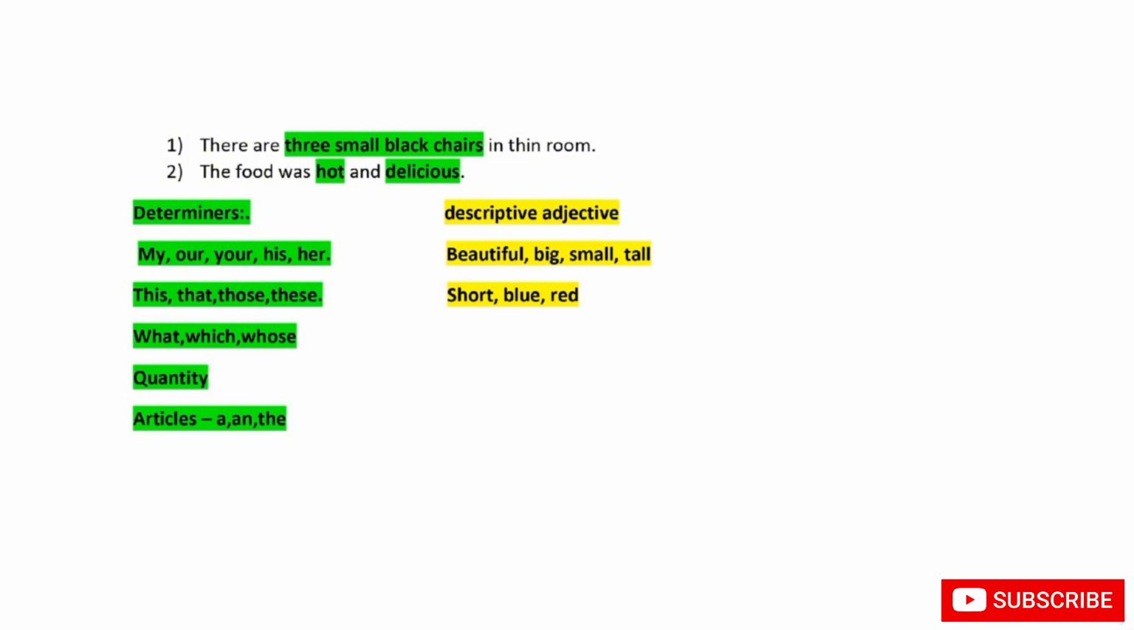Now, in this example, the adjectives occur before the noun, but they can also appear after the noun or pronoun, like in this example. The food was hot and delicious. Here the adjectives hot and delicious appear after the noun food, and notice that we use the linking verb be, past tense was, to connect the noun and the adjectives. Okay, now that you know what an adjective is, let's talk about the two types of adjectives in English.